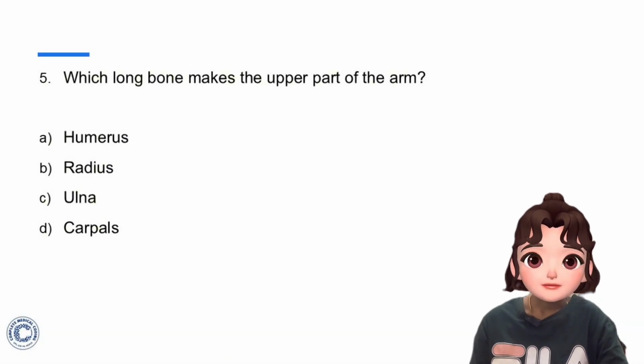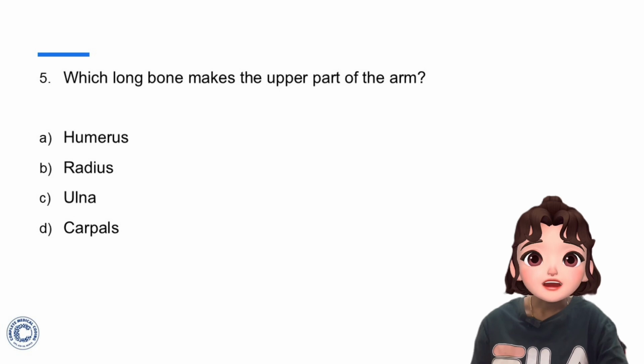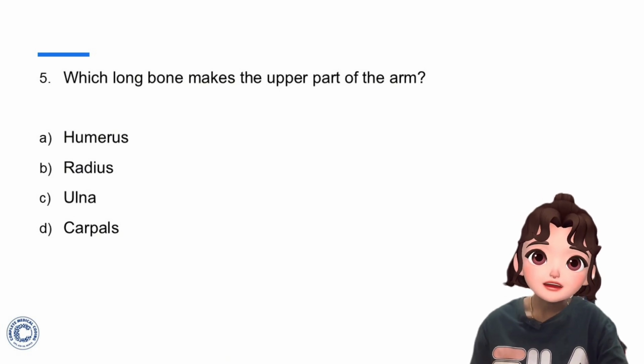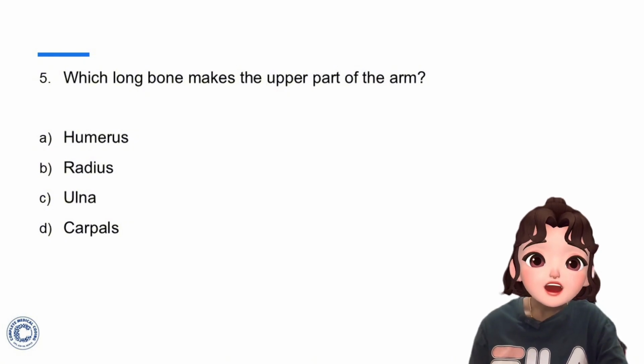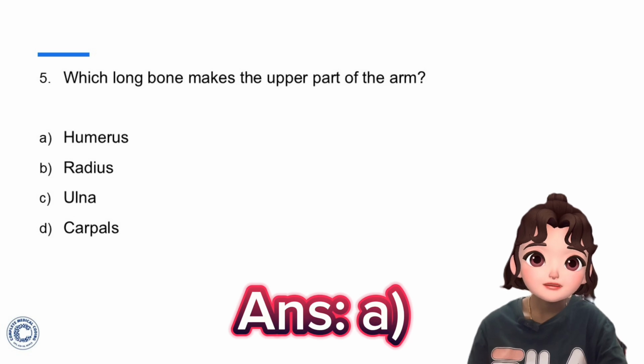Fifth question. Which long bone makes the upper part of the arm? Option A, humerus. Option B, radius. Option C, ulna. And option D, carpals. Here the long bone which makes the upper part of the arm, the answer is option A, humerus.